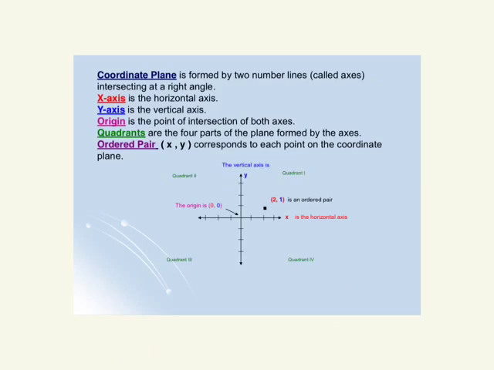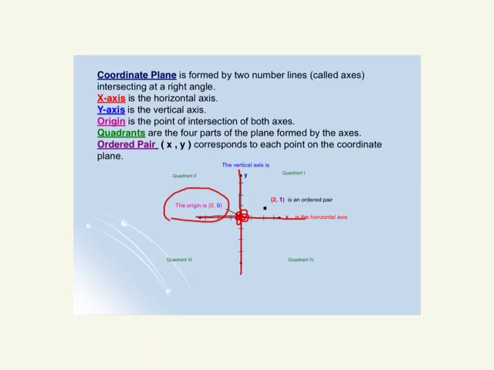First of all, the coordinate plane. The coordinate plane is formed by two number lines called axes. They intersect at a right angle. We have our x-axis, which goes on the horizontal, and you have your y-axis. Where those two meet is called the origin. So that point right there in the middle is called the origin.